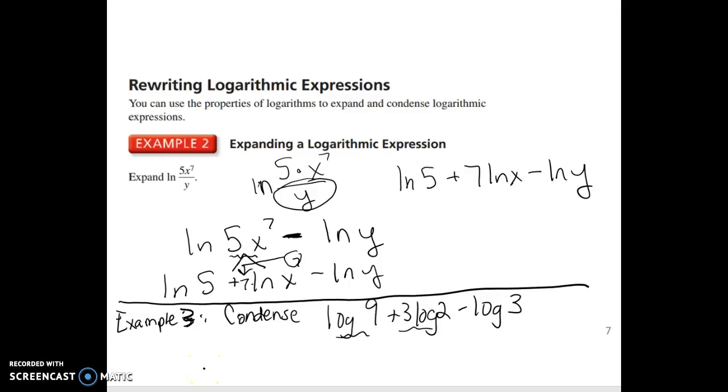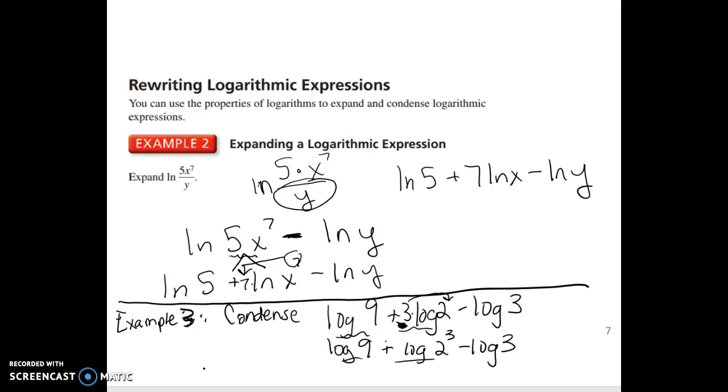Example 3 was cut off, so if you could please copy down the problem. We're going to be doing the opposite of example 2. Instead of expanding, we're going to be condensing. First thing you want to look for is any exponents we can move. Notice this 3 here being multiplied to the log means we can turn it into an exponent. So I'm going to convert the problem to log 9 plus log 2 cubed minus log 3.